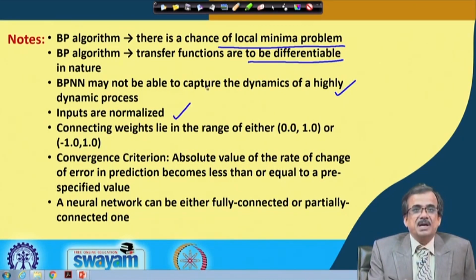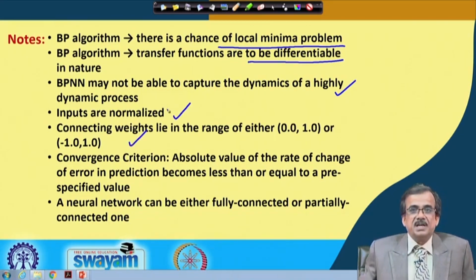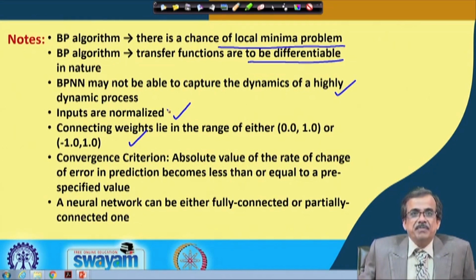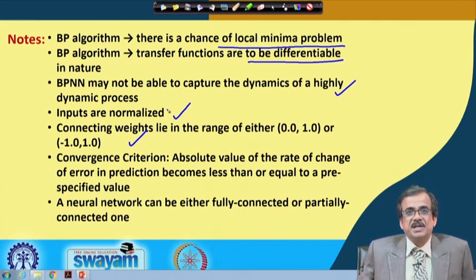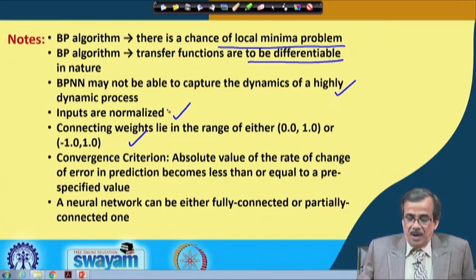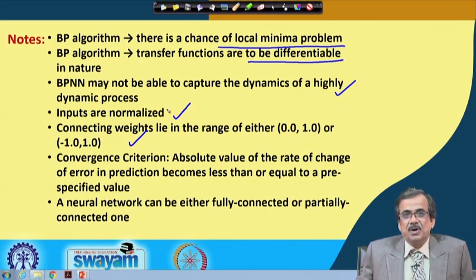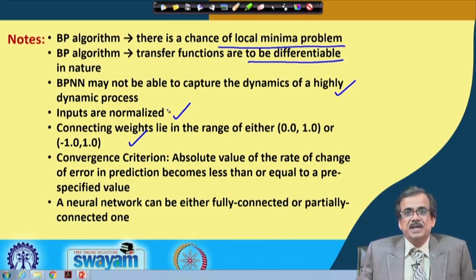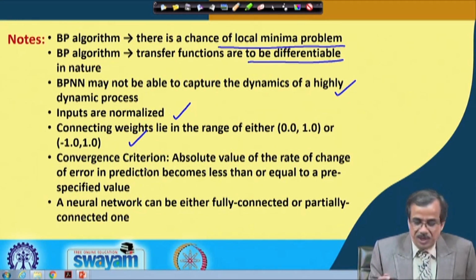Inputs are to be normalized, I have already mentioned. The range for the connecting weights I have already mentioned, and actually we will have to find out some convergence criteria for this algorithm during the training. Now, if the rate of change of error in prediction becomes less than or equal to some pre-specified small value, we say that the network has reached the optimal situation, and we consider that particular network as the optimal network.